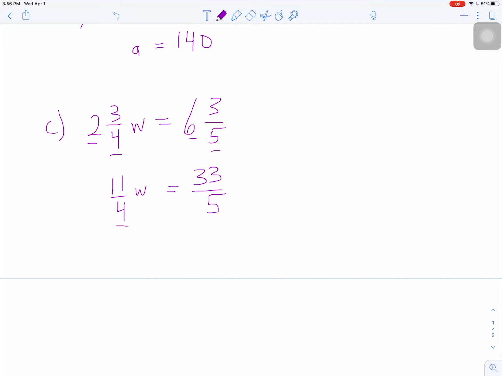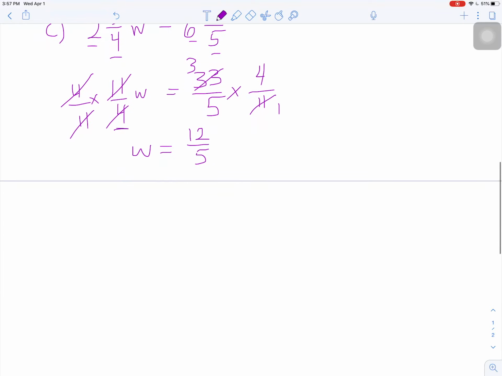Okay, now in order to get rid of the 11 over 4 on the one side, we're going to have to multiply that by its reciprocal. That means that we have to put that same reciprocal on this side here of the equation. Okay, and so we can see these cancel each other out. So we get just W on this side. The 11 and 33 can cancel out by dividing both of those by 11. So you get 3 and 1. 3 times 4 is 12. So our answer here will be 12/5.